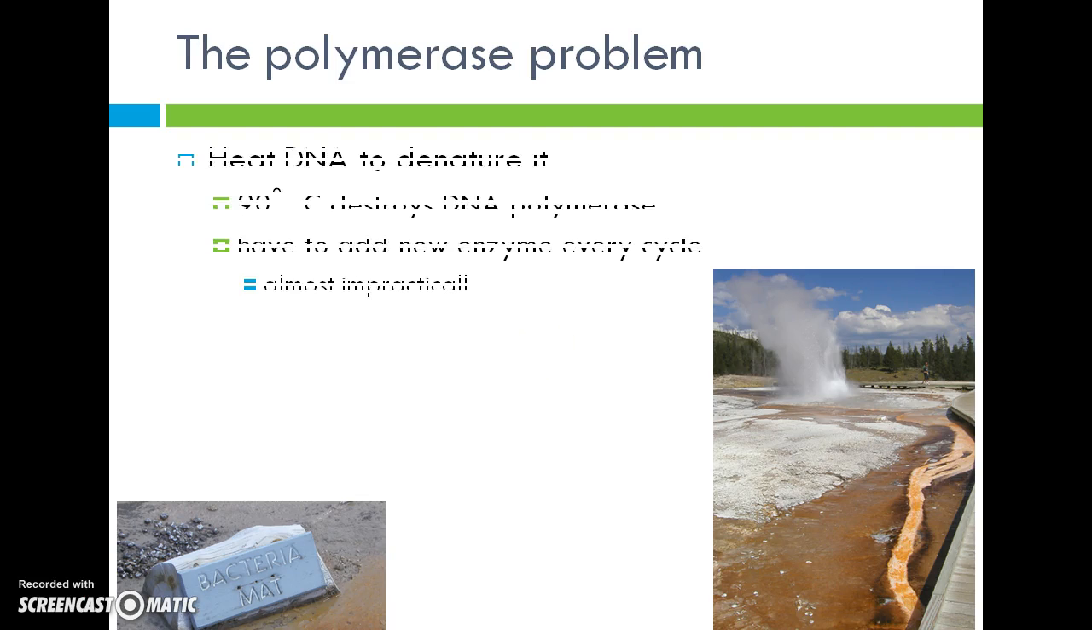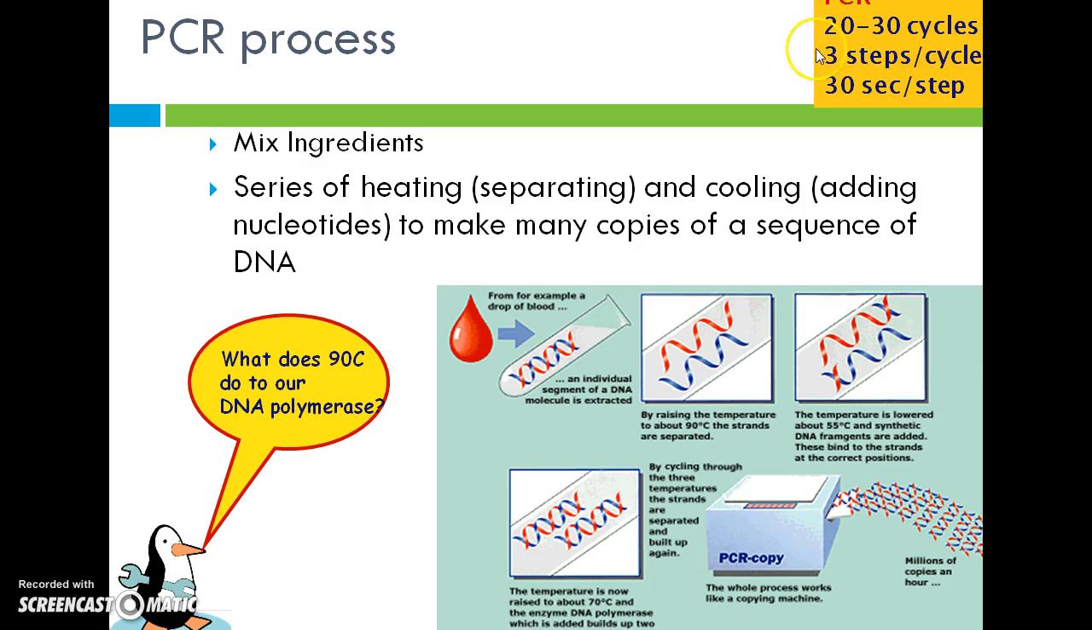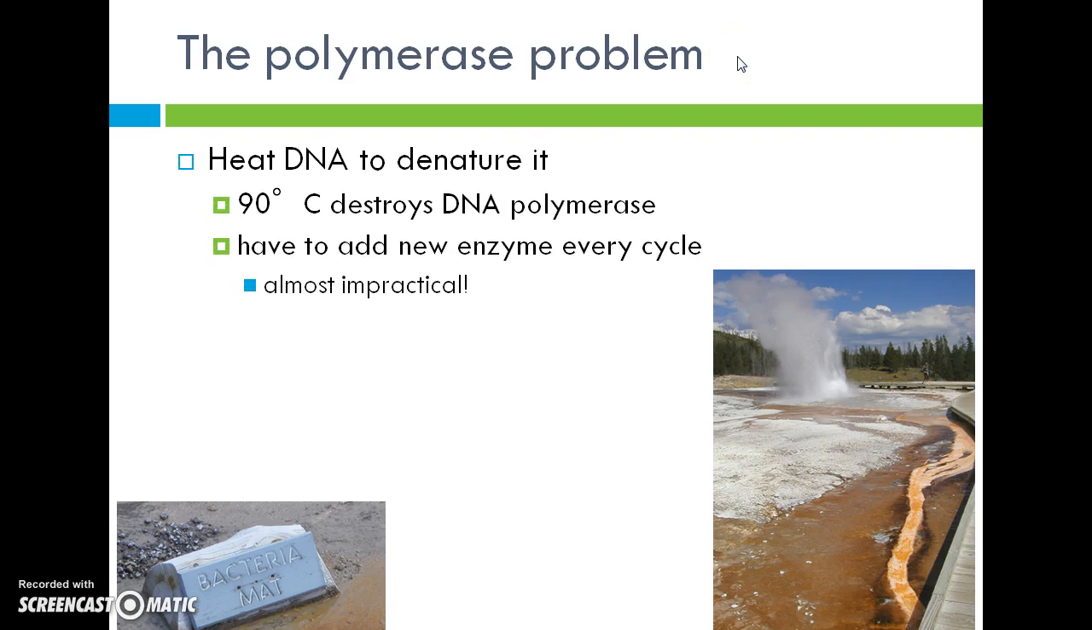But we have a problem. When we heat the DNA to denature it, it's also going to destroy that DNA polymerase. So what we could do is add a new enzyme every single cycle, but that would be really impractical. Think about it. We're doing this 20 to 30 times. We're not going to add new enzyme 20 to 30 times. That's really impractical.